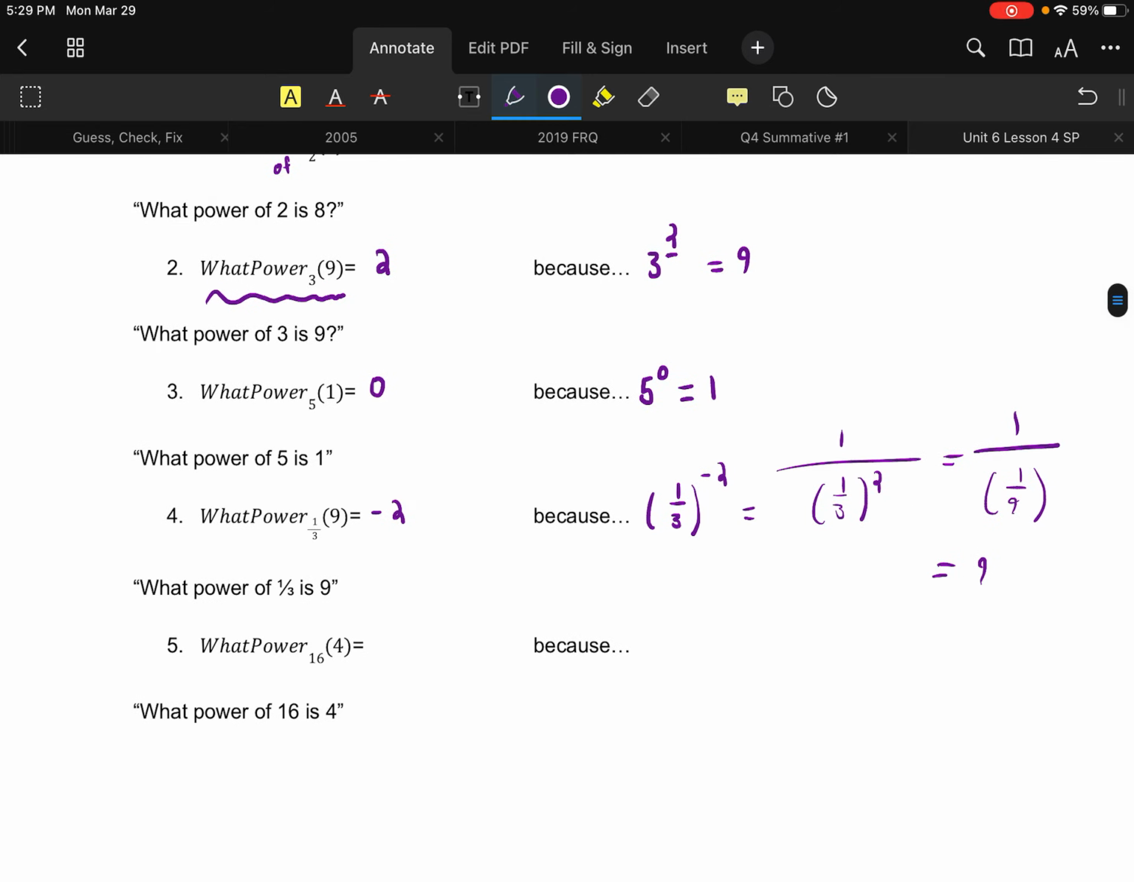You want to be very careful about the order here, because if you see something like this, what power of 16 is 4, a lot of the time you'll just jump mentally and say, oh, 2, because 4 squared is 16. But that's not what the question asked. The question asked: 16 to what power equals 4? And this is 1/2, because you'll remember 16 to the 1/2 power is the square root of 16, which is 4.